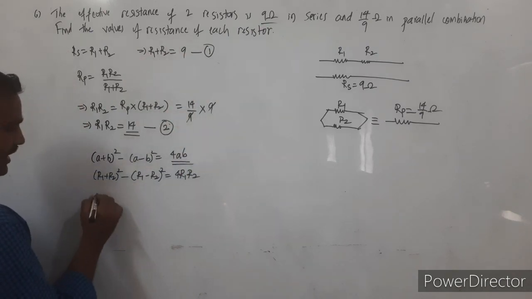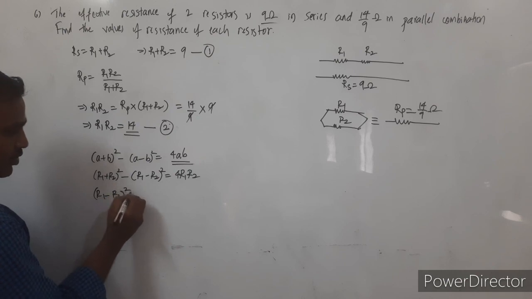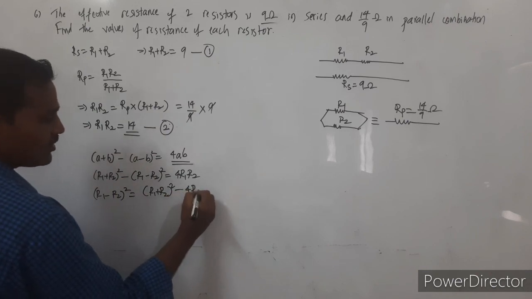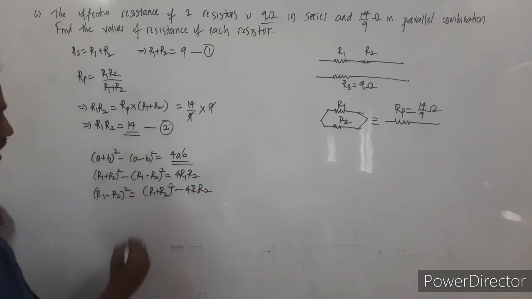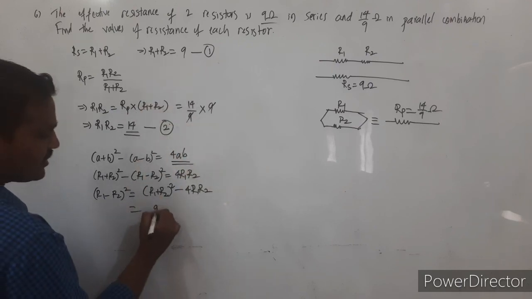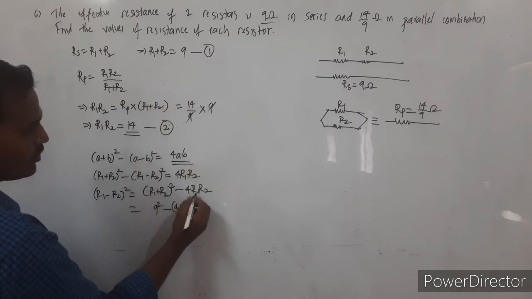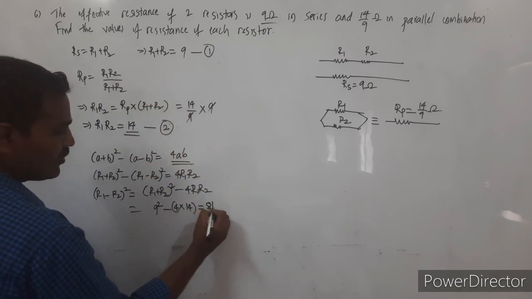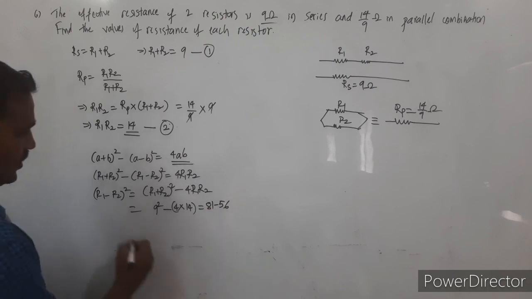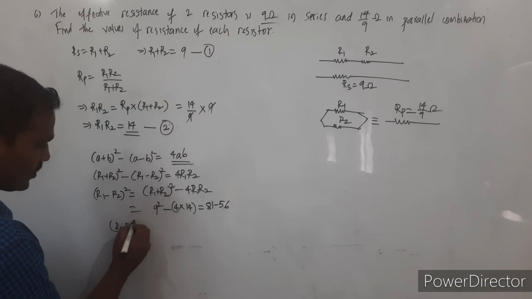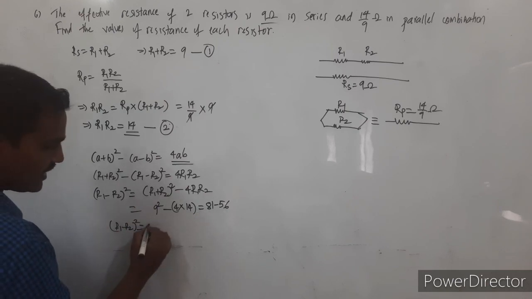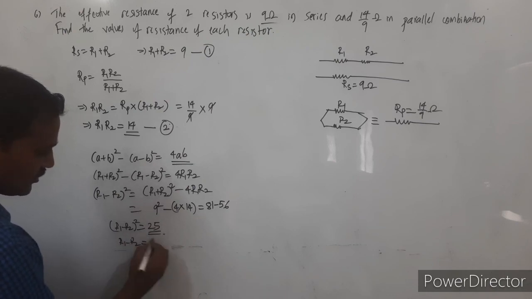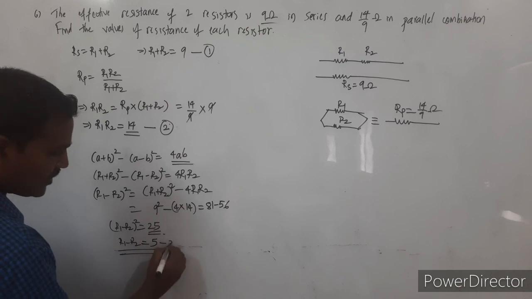So by this I can write (R1 minus R2) whole square is equal to (R1 plus R2) whole square, this I take to the left side, minus 4 into R1 R2. What is R1 plus R2? That I know, 9 square, is it not? 9 square minus 4 into R1 into R2, that is 14. So that is equal to 81 minus 56. So (R1 minus R2) whole square is 81 minus 56, that comes out to be 25, is it not? So R1 minus R2 is equal to, let us take the square root, 5. Let this be equation number 3.